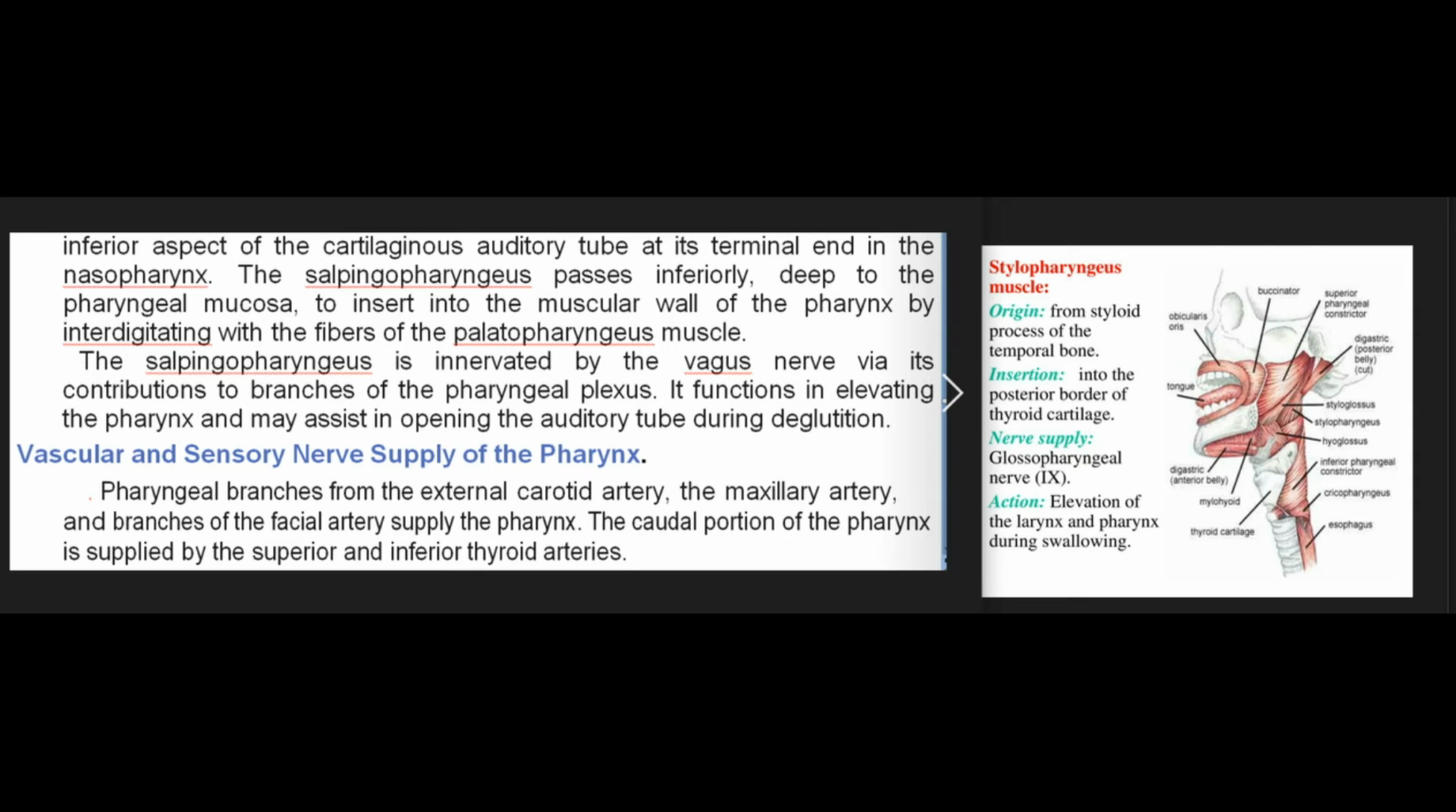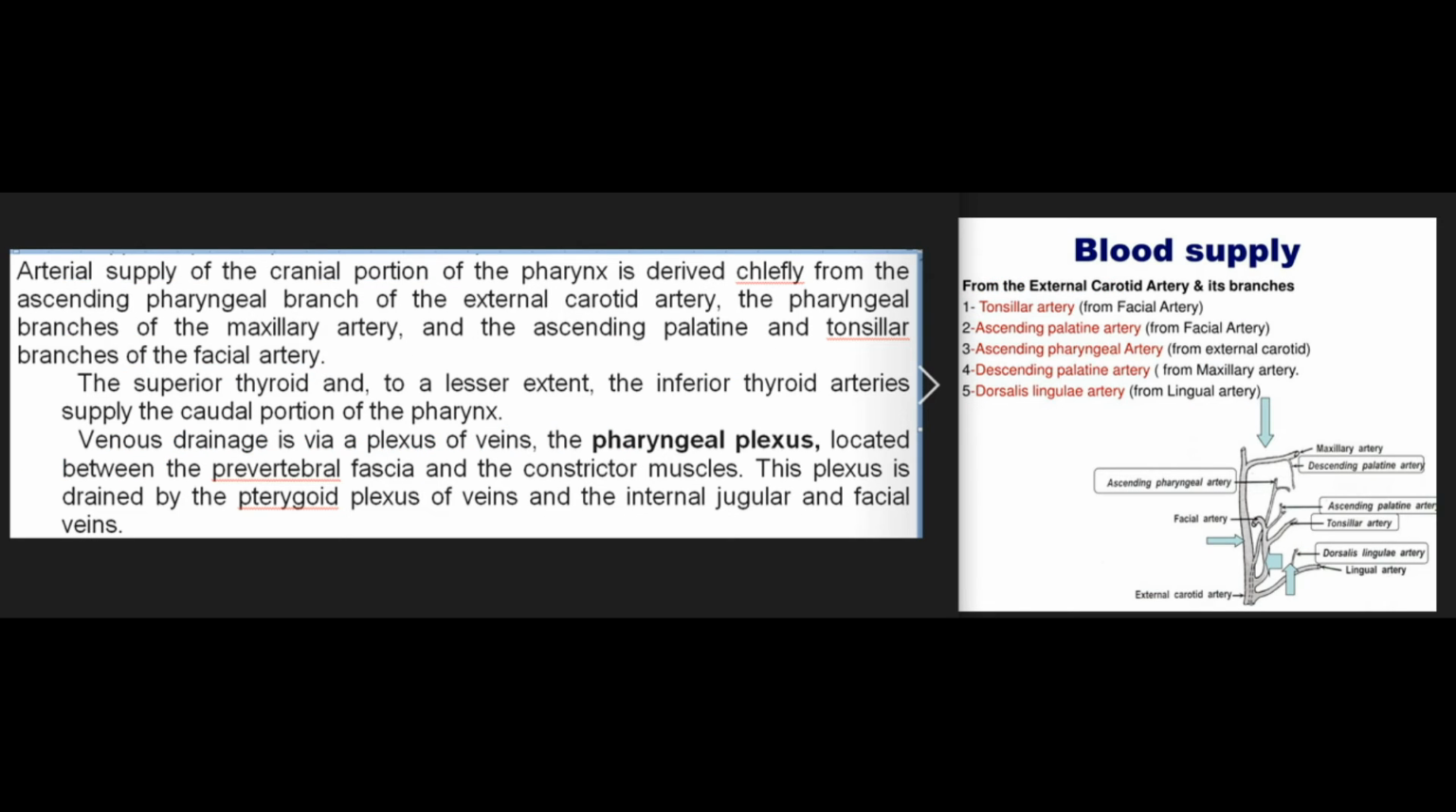Vascular and sensory nerve supply of the pharynx. Pharyngeal branches from the external carotid artery, the maxillary artery, and branches of the facial artery supply the pharynx. The caudal portion of the pharynx is supplied by the superior and inferior thyroid arteries. Arterial supply of the cranial portion of the pharynx is derived from the ascending pharyngeal branch of the external carotid artery, the pharyngeal branches of the maxillary artery, and the ascending palatine and tonsillar branches of the facial artery. The superior thyroid and, to a lesser extent, the inferior thyroid arteries supply the caudal portion of the pharynx.